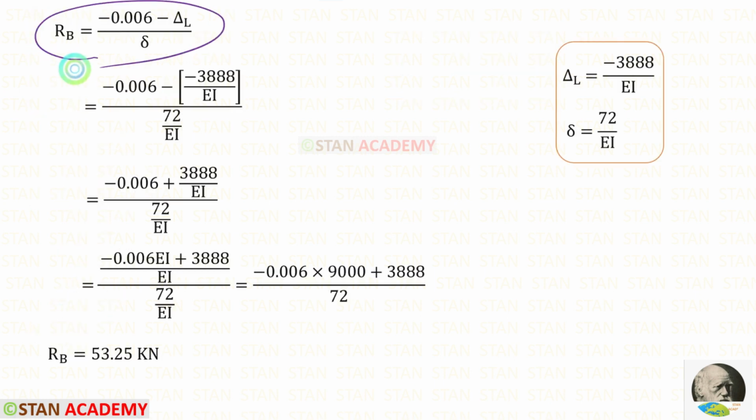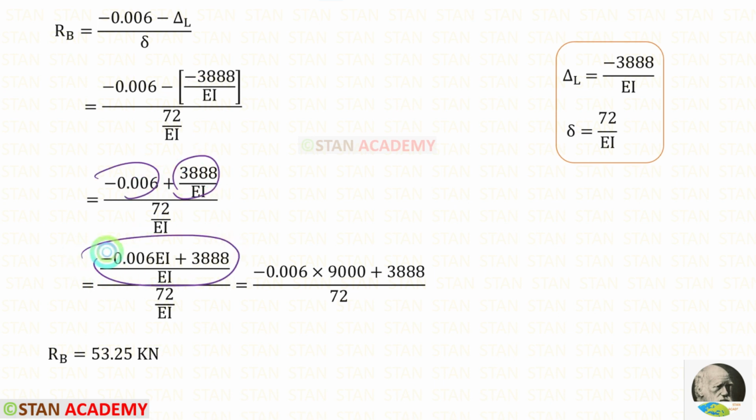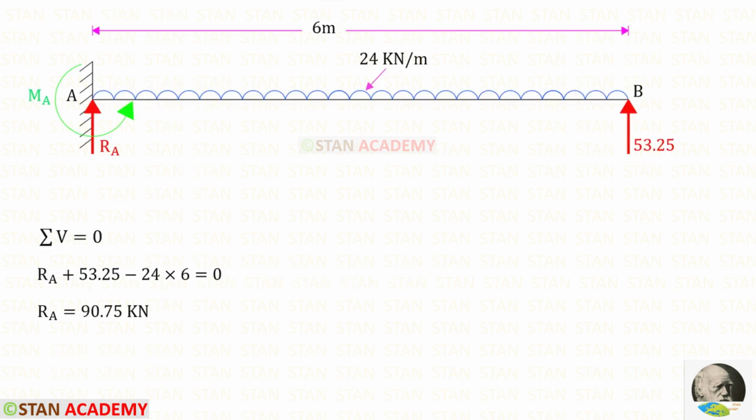In this equation, let us apply the values of delta L and delta. Negative into negative, it will become positive. For these two terms, we can take LCM. Then we can eliminate EI. The value of EI is given in the question as 9000. Finally, for RB, we will get 53.25 kilonewton. By applying the rule sigma V is equal to 0, we can find RA.